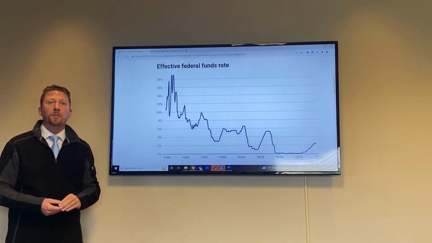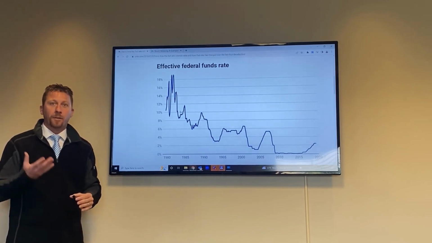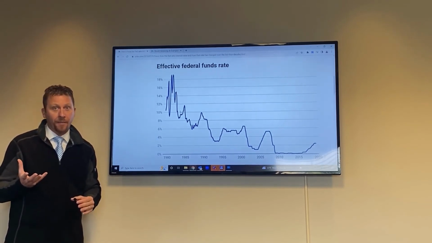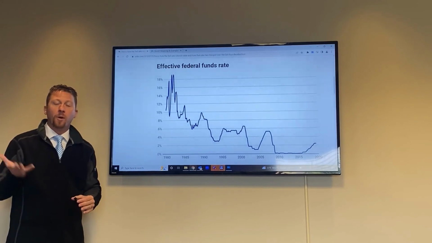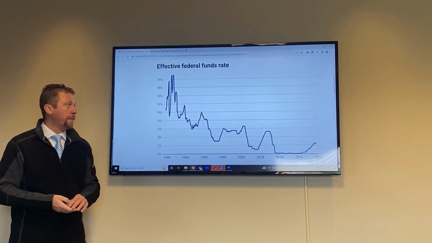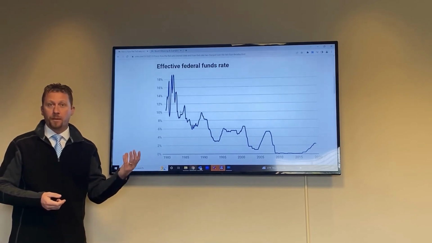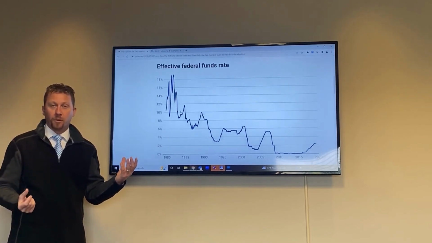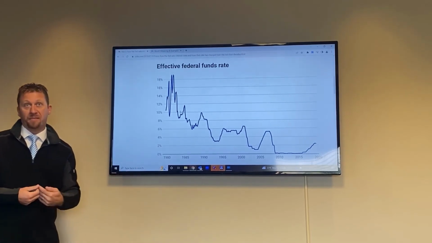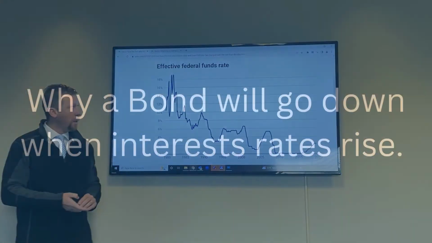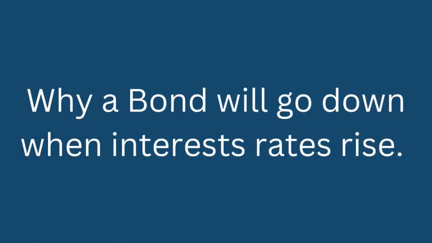In other words, if interest rates go down, the price of your bond, that $10,000, will go up and be more desirable. Okay, or if rates go up, the price of the bond will go down, meaning that that is less desirable. All right, so here is why the price of your bond will go down when interest rates rise.